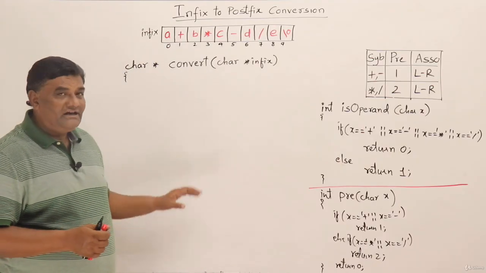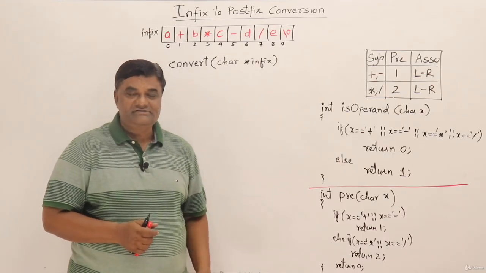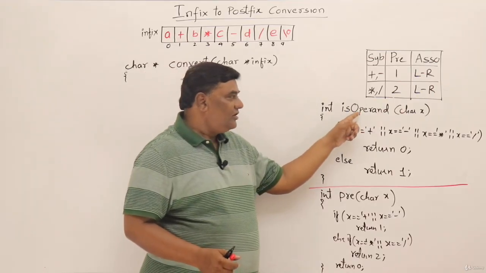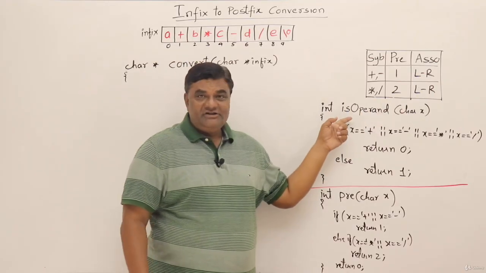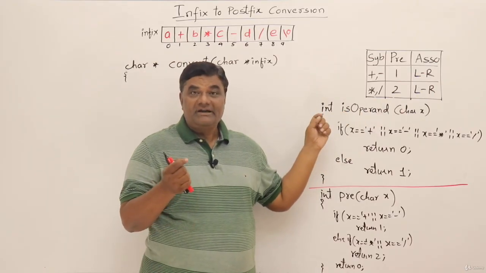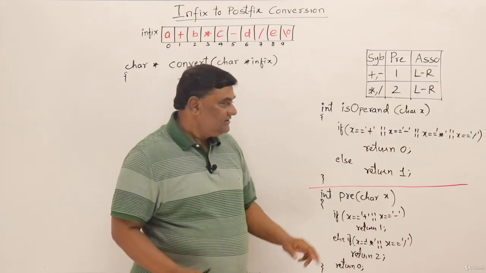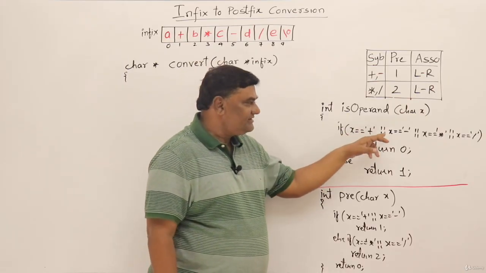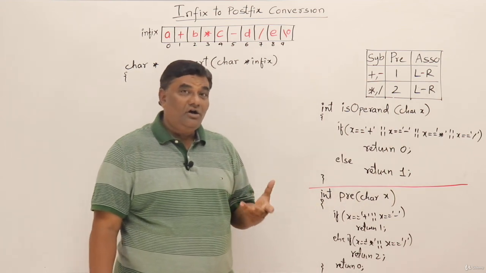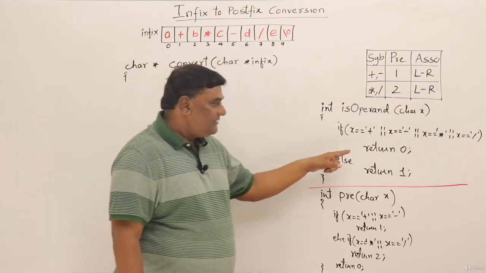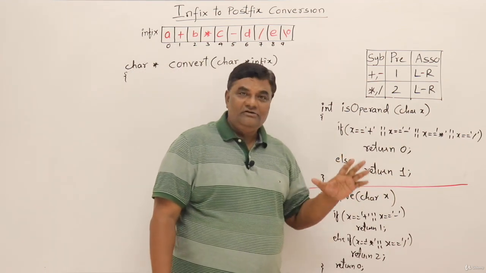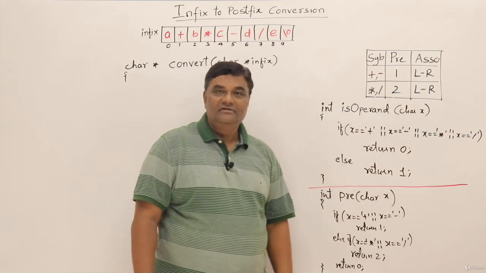For this procedure, I need two more functions. One function is operand. This function is to check whether a symbol is operand or not. If it's operand, we want the result to be true, that is 1. So here I am checking the condition. If it is plus, minus, multiply, divide, then it is an operator. It's not an operand. So I am returning 0. Otherwise, it's an operand. So returning 1.